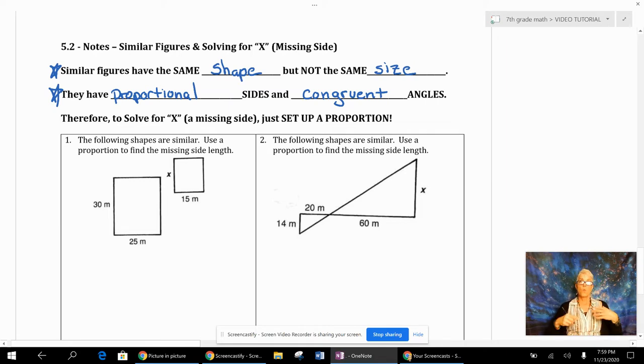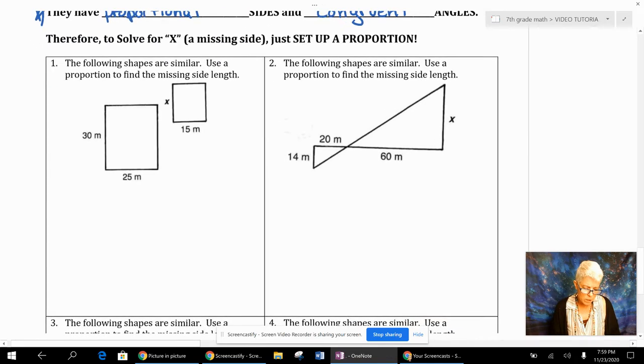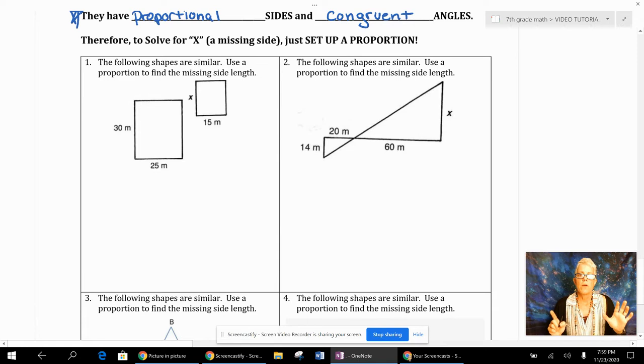So we're going to use what we know about similar figures to find missing sides. And the missing side we're always going to note with the letter X. You could usually use whatever letter you wanted, but we always just seem to use X. So let me show you how this works. If we know they are similar, and we have to know that, then we can set up a proportion, because a proportion, remember, is just one ratio compared to another ratio.